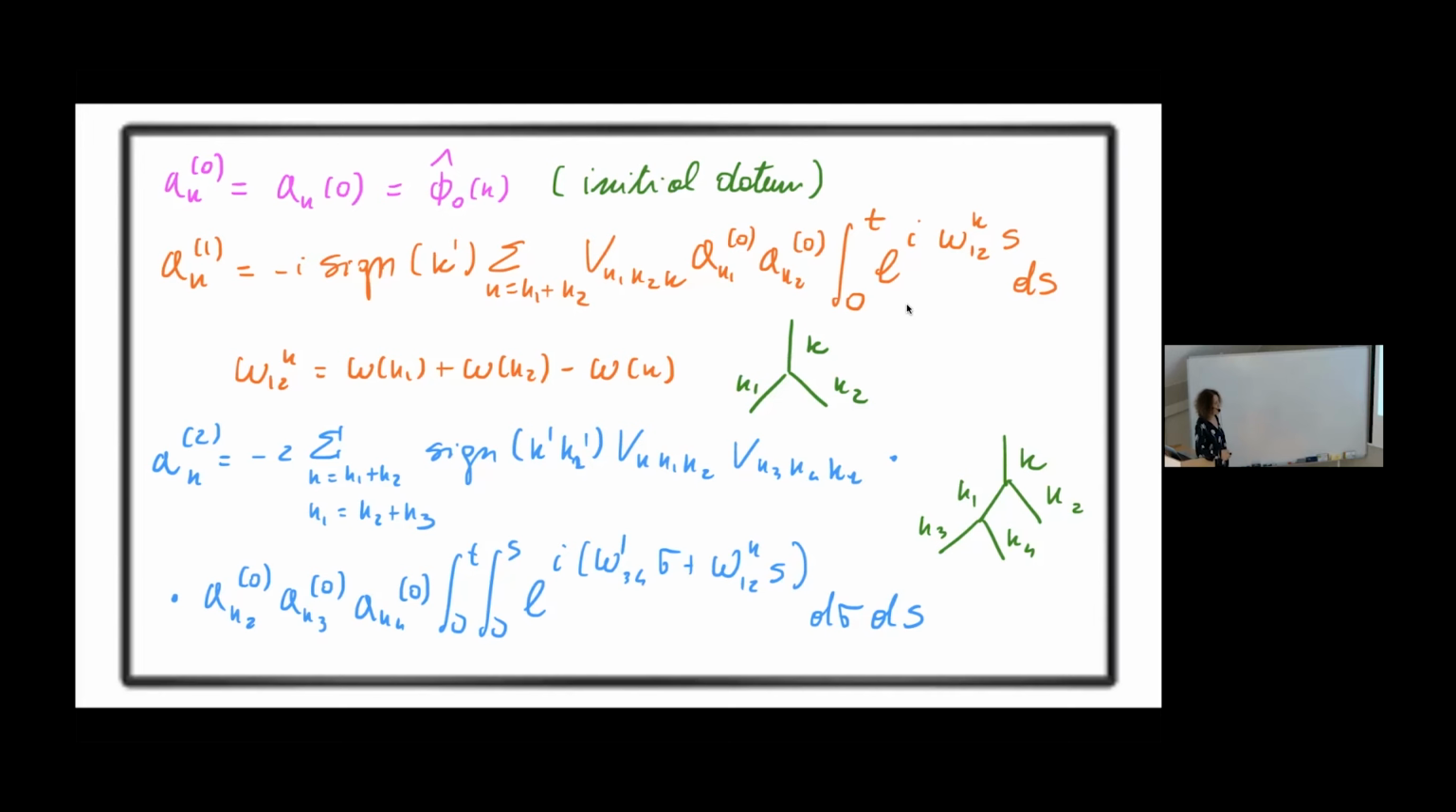Well, you plug it in, and now you see two integrals, and you see three frequencies. So you have the original one, K, that split into K1 and K2, and then the K1 splits into K3 and K4, and there is the symmetric one, of course, when you split the K2 into K1 and K3. Anyway, that's how it looks.